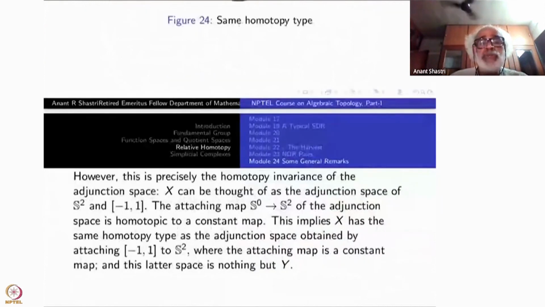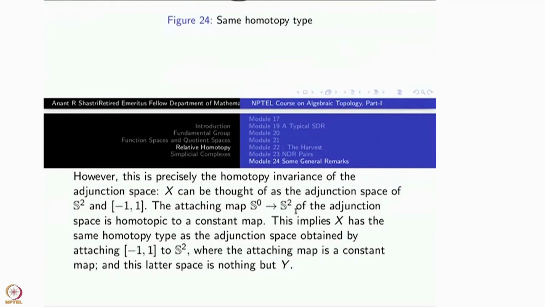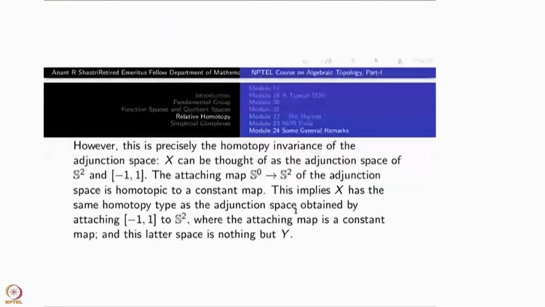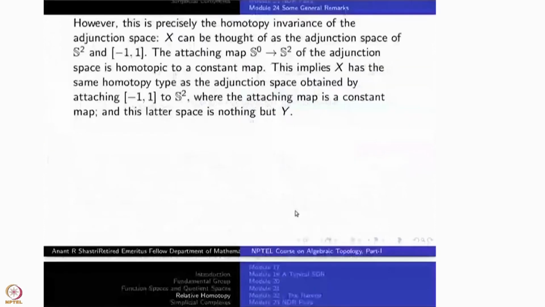So you can think of this as the boundary of [-1, +1], that is S0. The maps from S0 to S2 which keep one of the points fixed are all homotopic to each other, because S2 is path connected, that's all. One can give many such examples of whatever we have done.